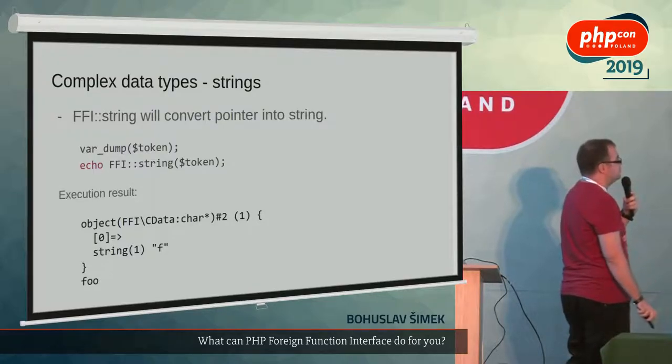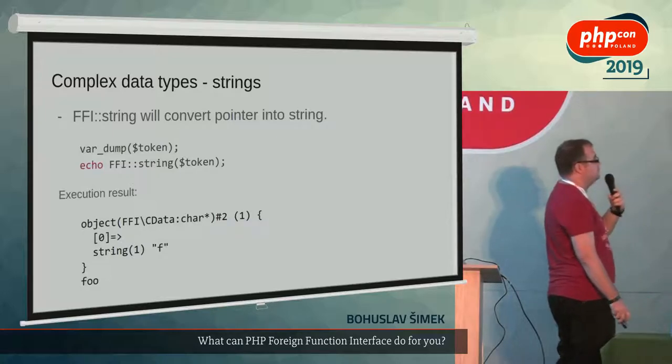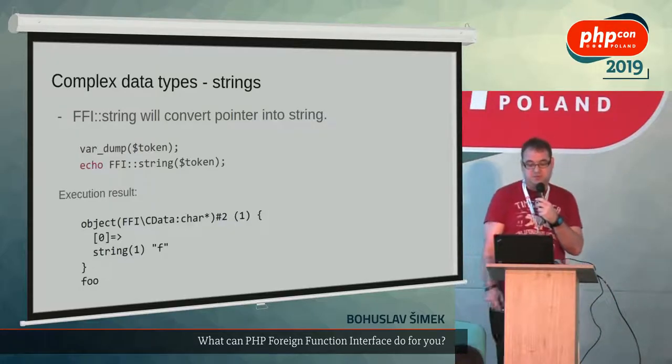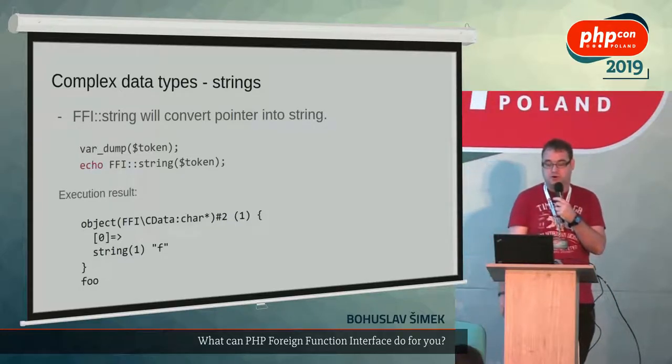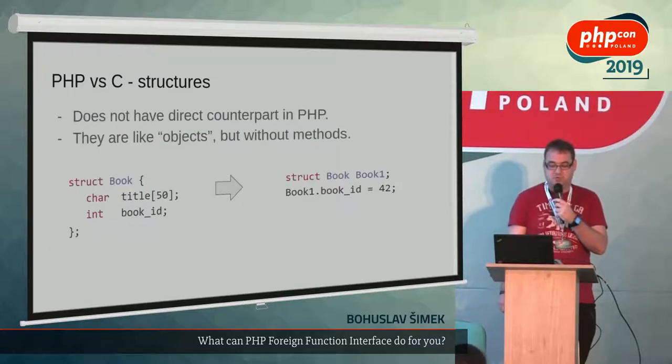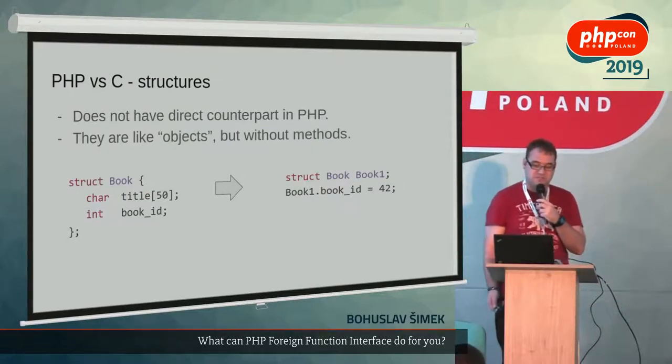In this case, it's a proxy object which is pointing to the pointer. So I will have to use a helper method, which is again on the FFI object, called string, and this will convert it into a regular PHP string, and then I can work with this string in a regular manner. Here is the complete example. The slides will be online, so there is no need for photographing this. You will definitely have an option to try all of these examples later.